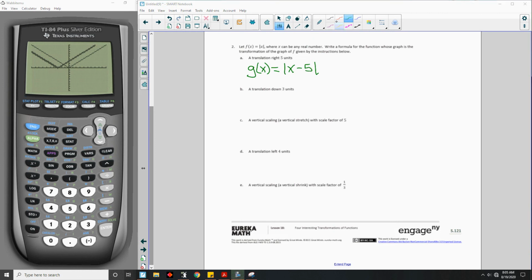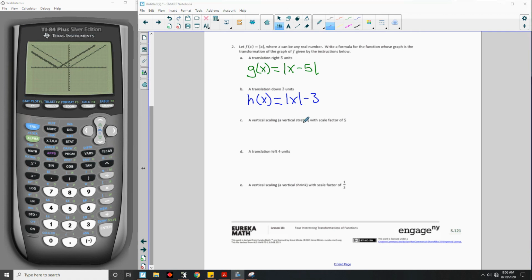Okay, a translation down 3. So I'm going to call this h of x. You can call it whatever you want, just not f of x. h of x equals the absolute value of x, and down 3 would be minus 3 outside. So whenever our change is outside, it's a vertical shift, but it's the same direction as the sign. So down is negative.